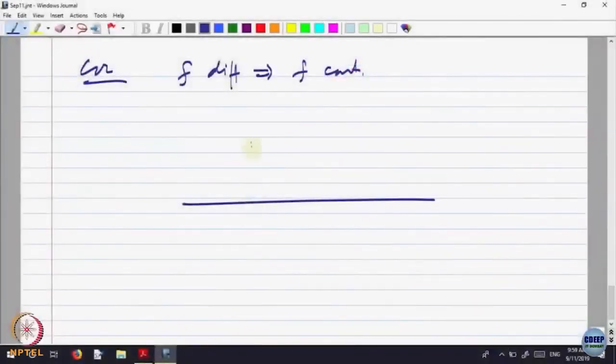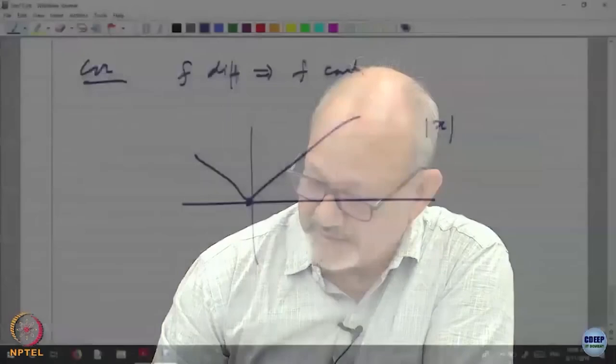For example, if you have the function mod x, that has a corner, and we can easily prove, we must have gone through this, that it is not differentiable at the point x equal to 0. That is the problem with that. Okay. So that is differentiability, and you can now see that this is giving you another property of the function. What was continuity? A function is continuous on an interval means there is no break in the graph. Differentiability gives you something more: not only is there no break, there should not be any corner in the graph of the function, it should be smooth. So it is giving more properties of the function. So that is how calculus had actually developed historically.